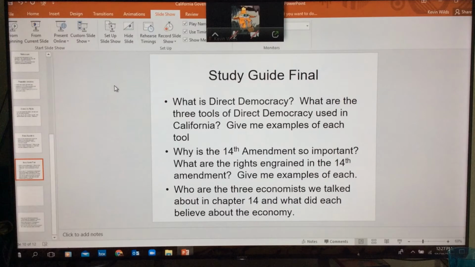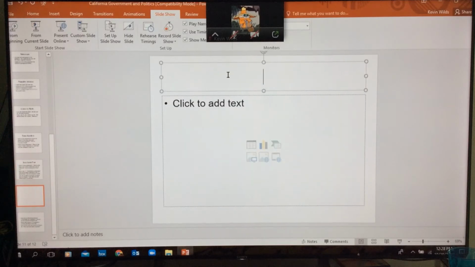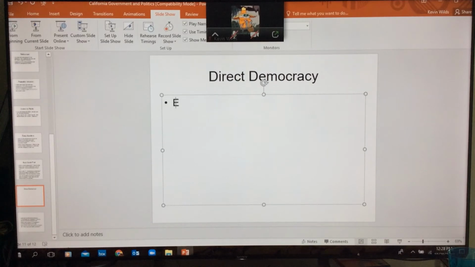If you go back to when I did the California video, what is direct democracy? What are the three tools of direct democracy used in California? Give me examples of each tool. So just when you talk about direct democracy, what is it? You need to tell me what direct democracy is. Everybody votes, so you need to explain direct democracy.